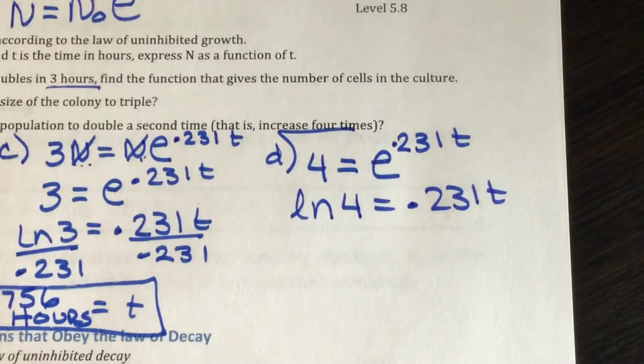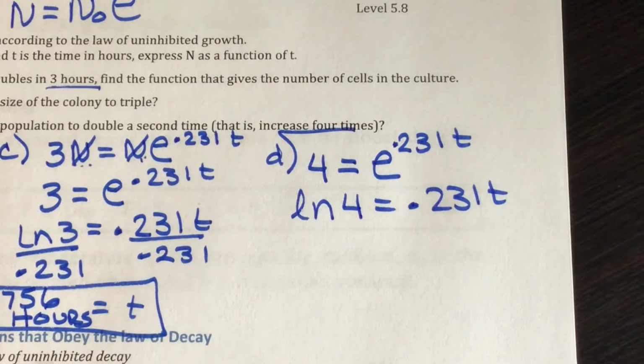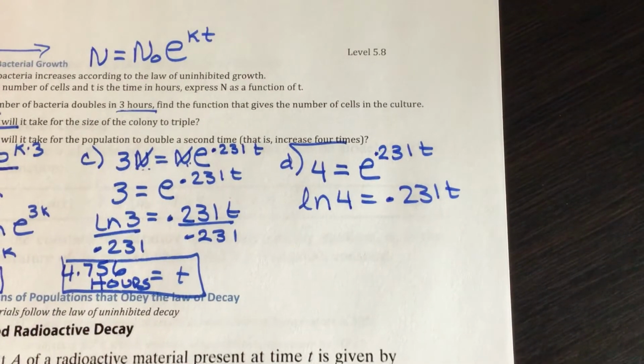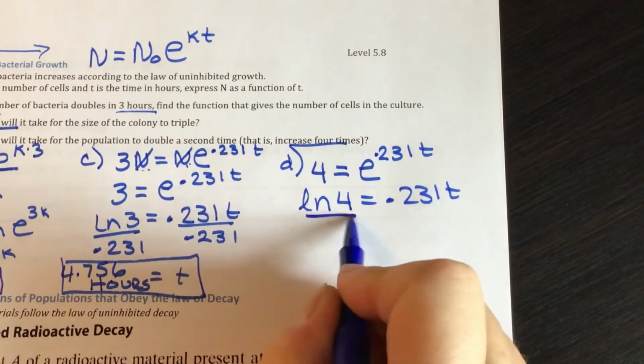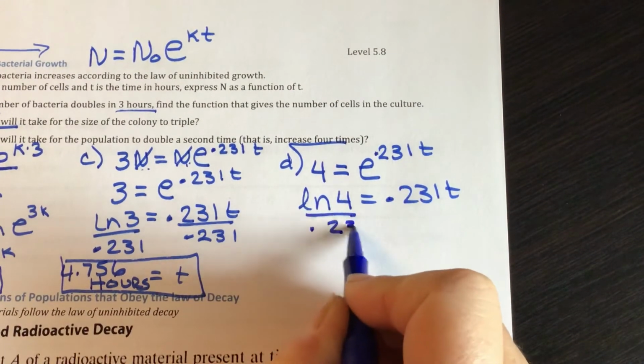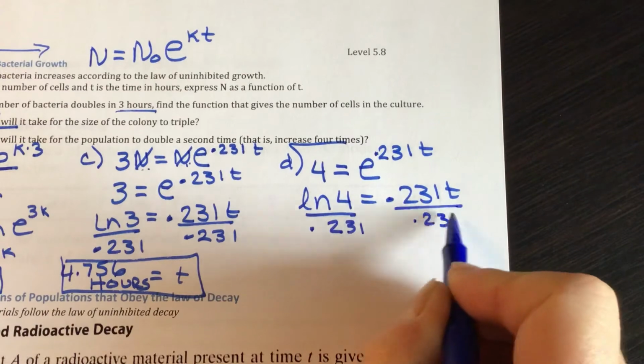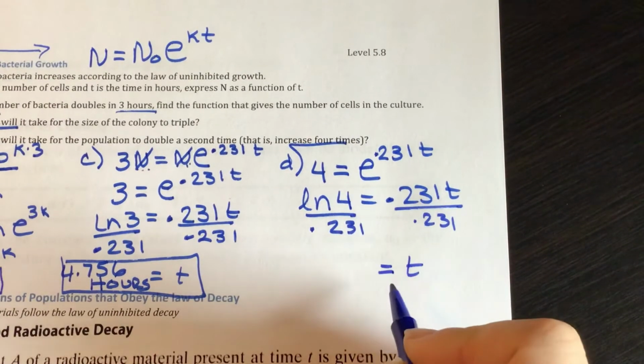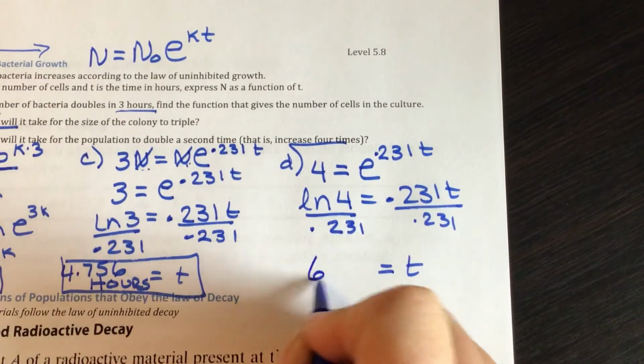I'm doing some shortcuts here. I hope you're still following along. It's getting a little redundant. So I'm going to divide by 0.231, and our time on this one is 6 hours.